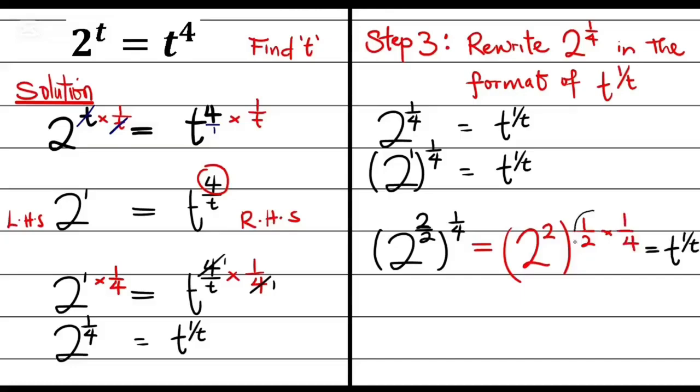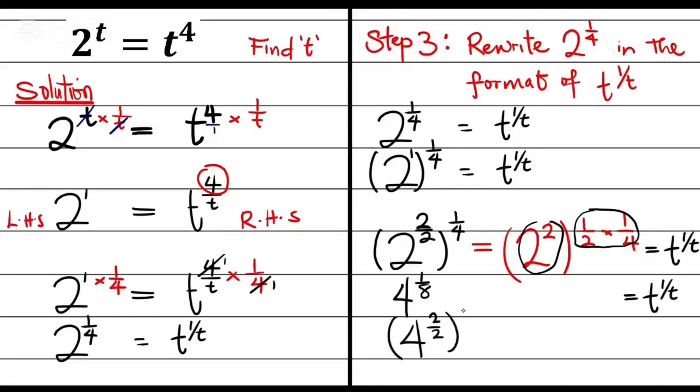Now if we multiply this together, we're going to get 1 over 8. Then if we multiply this, we're going to have 4. Now we have 4 raised to the power of 1 over 8. This is still equal to the right hand side here. We can also rewrite 4 in this way: 4 raised to the power of 2 over 2, which is the same thing as 4.